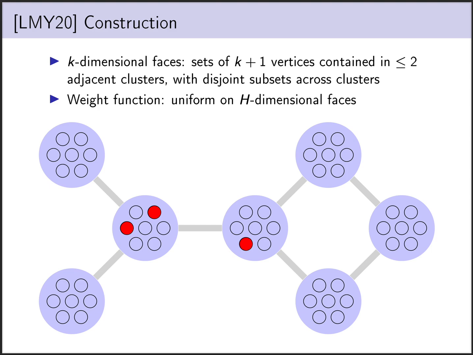Now for the k-dimensional faces, L and Y let these be all sets of k plus 1 vertices contained in at most 2 adjacent clusters with disjoint subsets across the clusters. So what that means, here I've shown an example of a 2-dimensional face. As you can see, there's these 3 red vertices contained in 2 adjacent clusters, and the sets are disjoint across the clusters. So that means that since we have, say, this red vertex and this red vertex, we could not have this vertex here or this vertex here in the simplicial complex or in the face. But that's okay because we've instead chosen to have this vertex in the face. Just to make sure that makes sense, here's an example of a 3-dimensional face, and here's another 3-dimensional face.